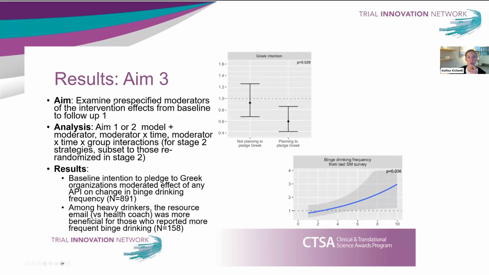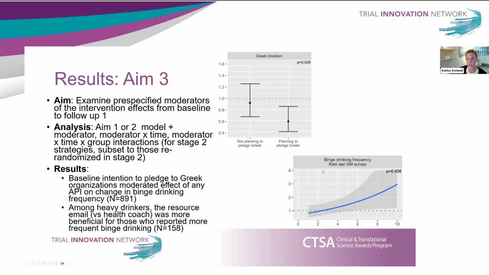The last aim had to do with examining pre-specified moderators of the intervention effects. And so for this, often what we use is something called Q-learning in the SMART space, where we're interested in backward regression of finding baseline and time varying variables up to the time of stage 2 that might be associated with better outcomes for all those dynamic treatment regimens. So it's essentially just a subgroup analysis, looking at the moderators of the first and second stage treatments.